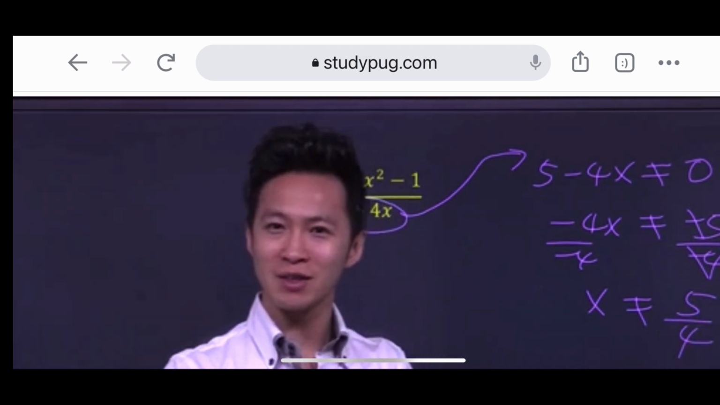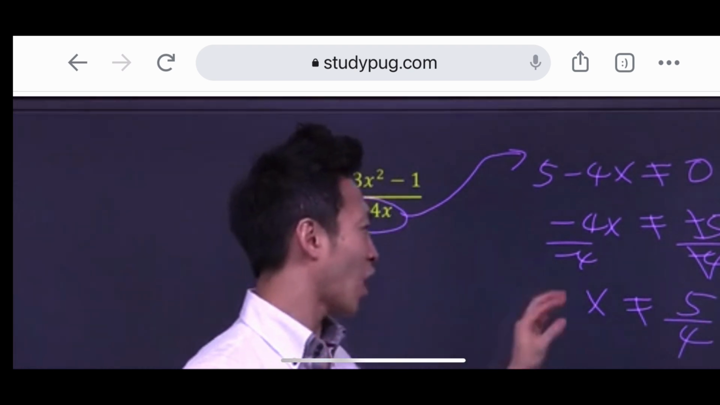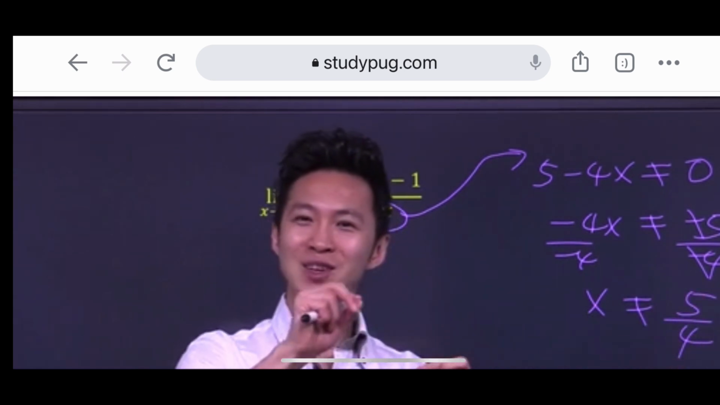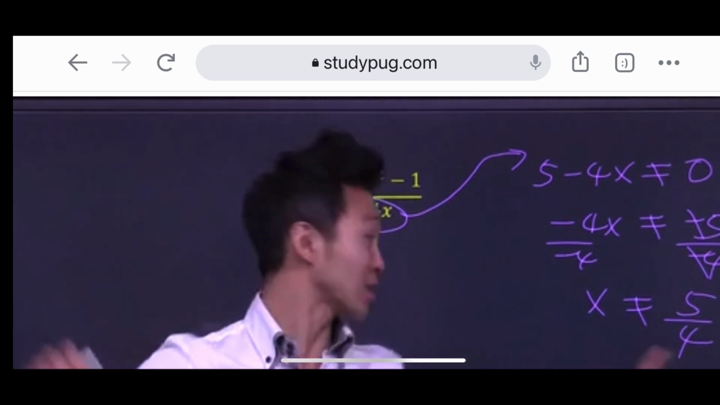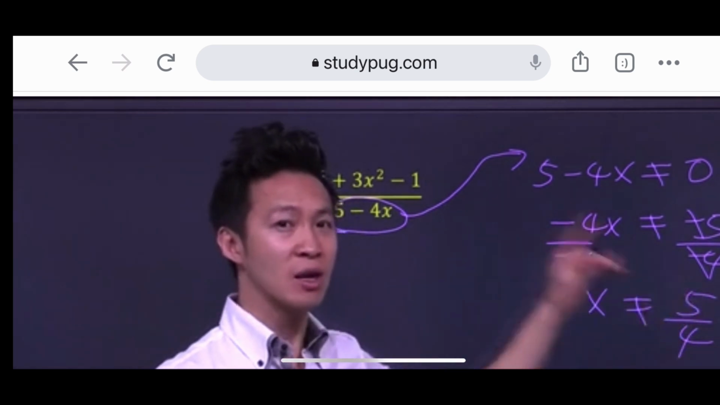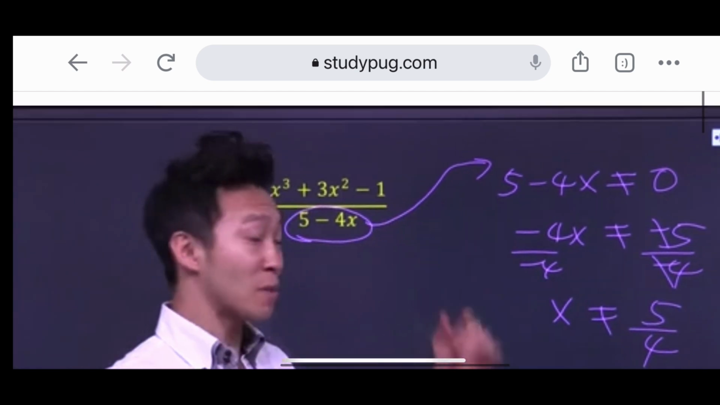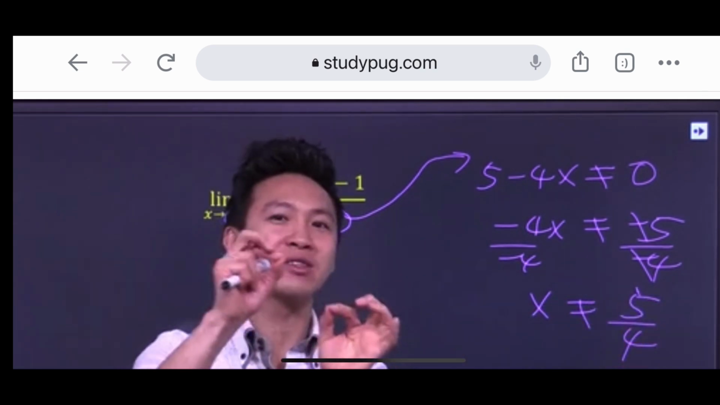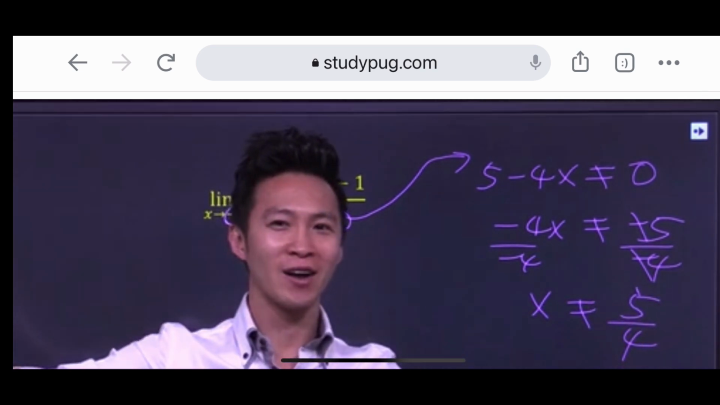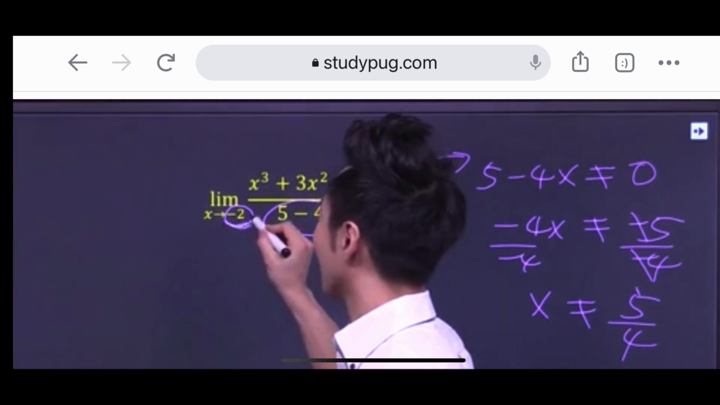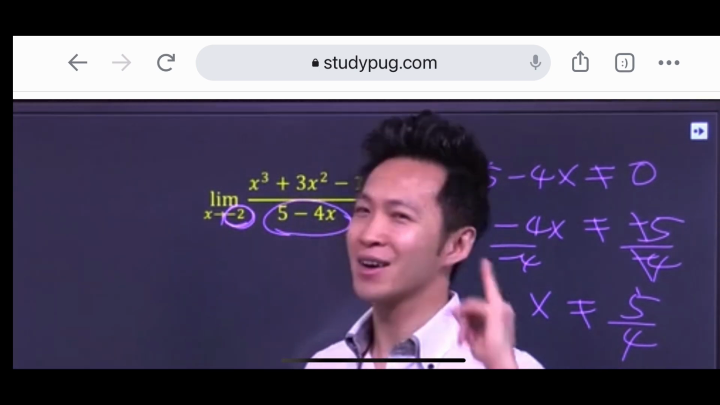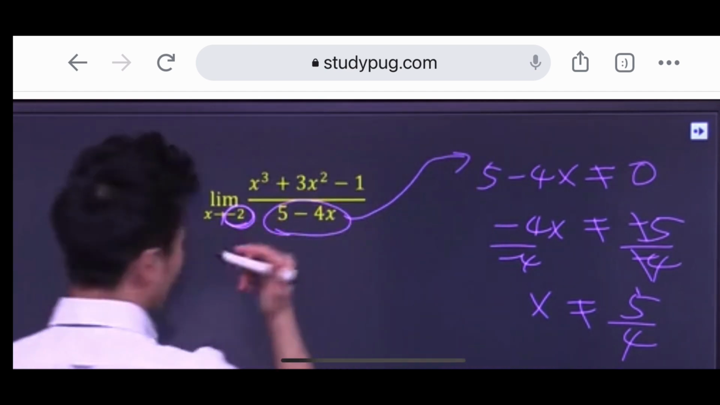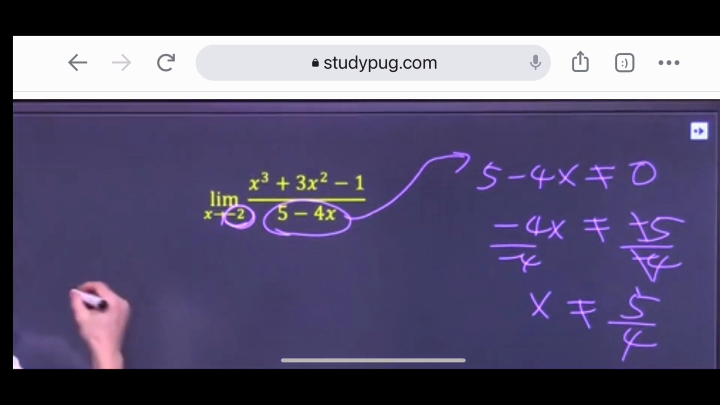So in other words, other than 5 over 4, the function is continuous everywhere, because this is the only discontinuity this rational function has. So that means outside of this discontinuity at 5 over 4, the function is continuous everywhere, which means at x equals negative 2, the function must be continuous. And we can apply direct substitution to evaluate this limit. Okay, cool. So let's apply direct substitution.